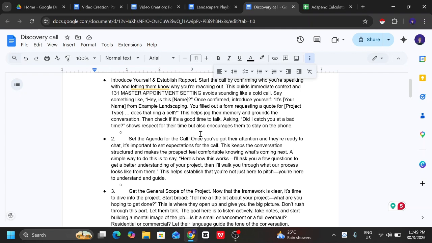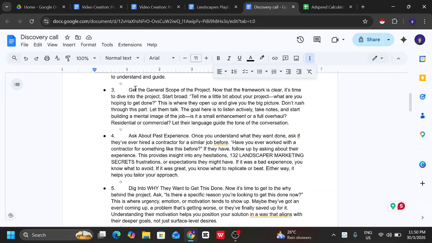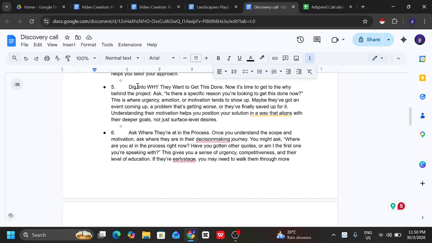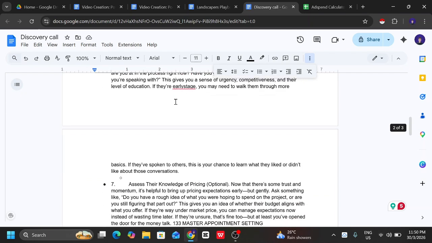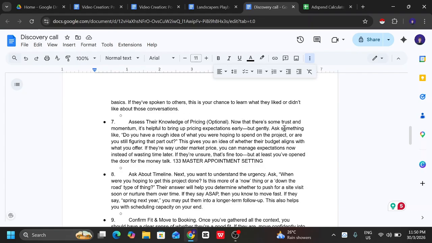Set the agenda for the call. Once you have their attention and they're ready to chat, it's important to set expectations. Get the general scope of the project. Ask about past experience, if they have worked with a contractor for a similar job before, or have had a bad experience, so you know what to avoid. Dig into why they want this done, and ask where they're at in the process. Assess their knowledge of pricing. This is optional. Now there's some trust and momentum.